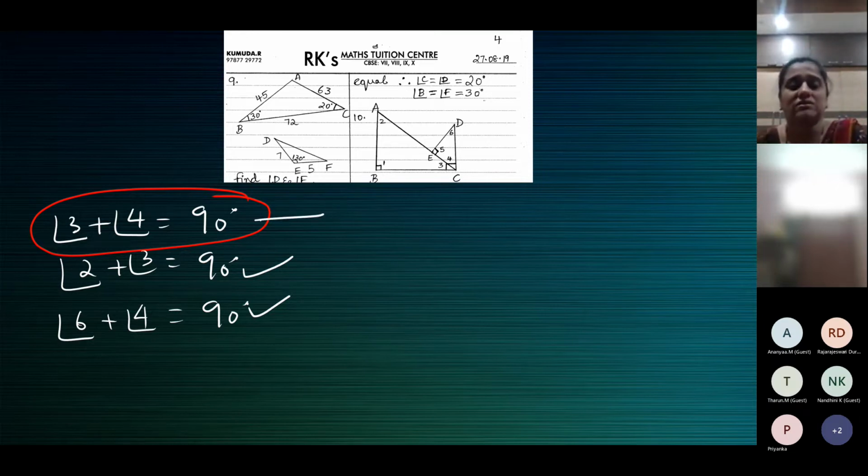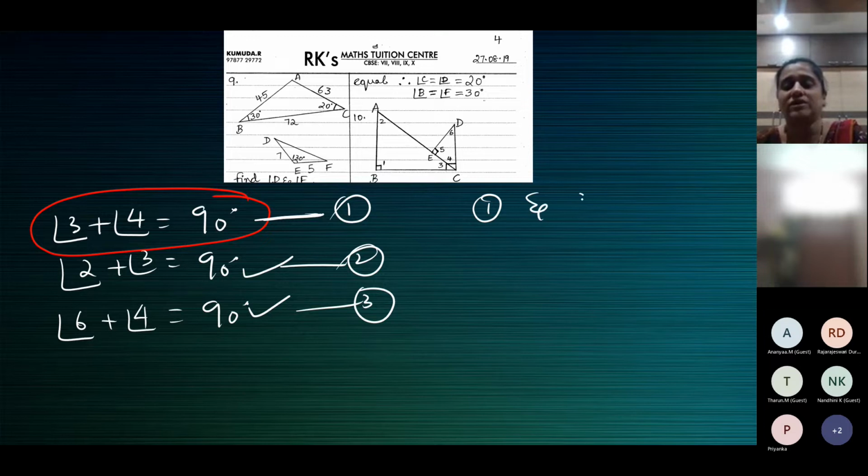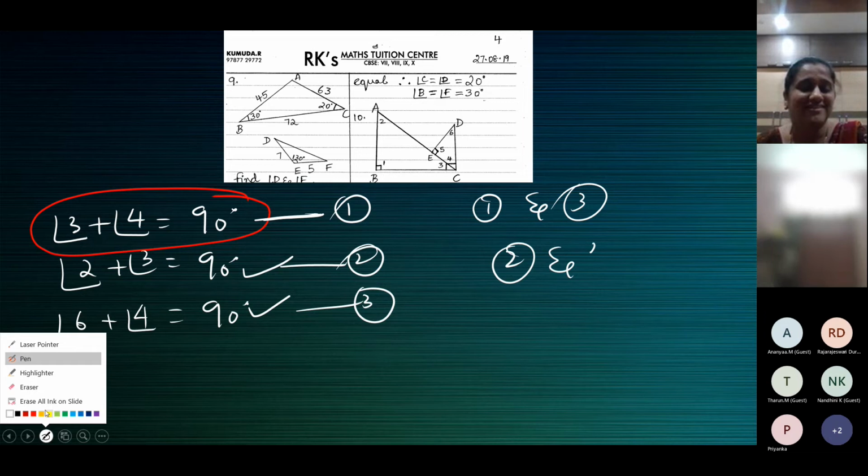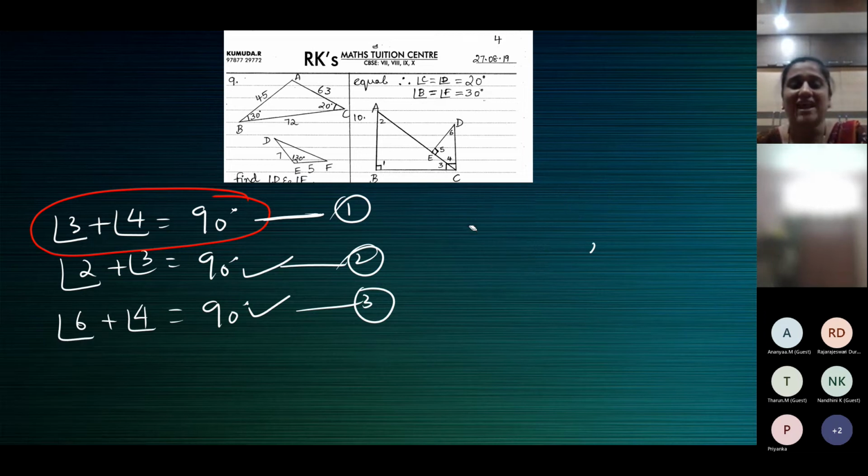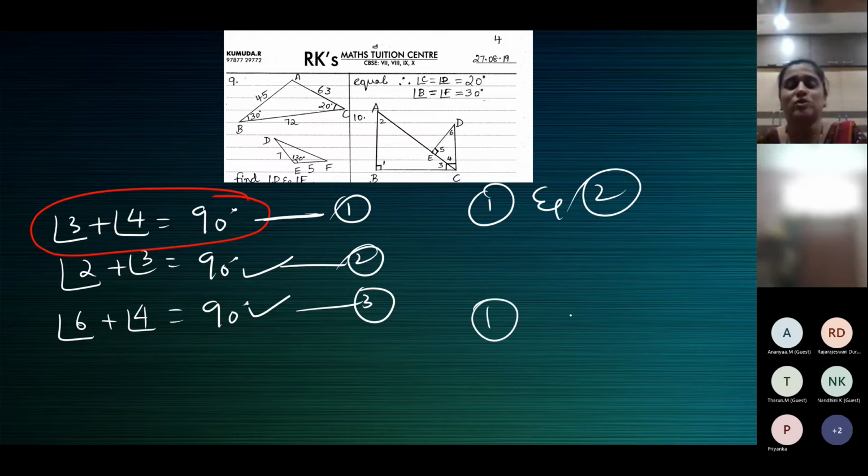This is the rule. So this is 1, this is 2, this is 3. Compare 1 and 3. Compare 2 and 3. Compare 1 and 3 and 1 and 2. 1 is the leader. Compare 1 and 2, and then the leader with 2 and the leader with 3.